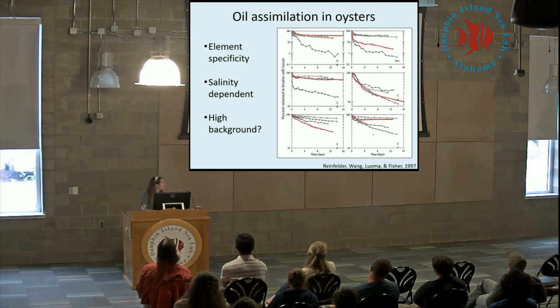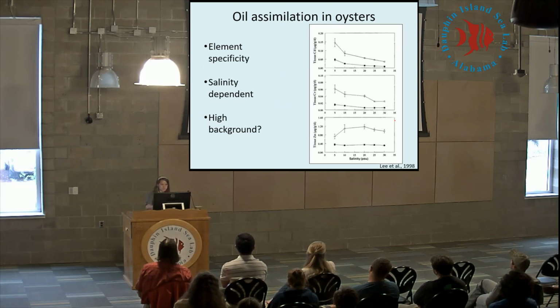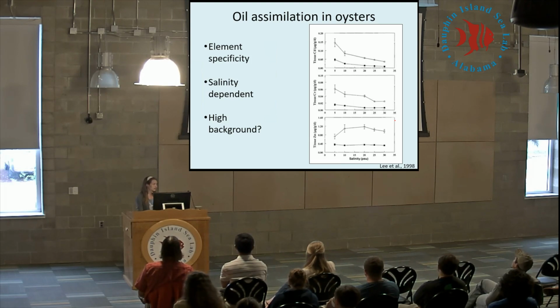My study species is the eastern oyster, and I have highlighted this with red lines. And you can see variations among the different elements. For example, cobalt here has low assimilation efficiency with, after about 16 days, only about 10% is retained within the soft tissues. Conversely, zinc in this bottom graph has high retention with, after about 14 days, roughly 80% remains in the soft tissues.